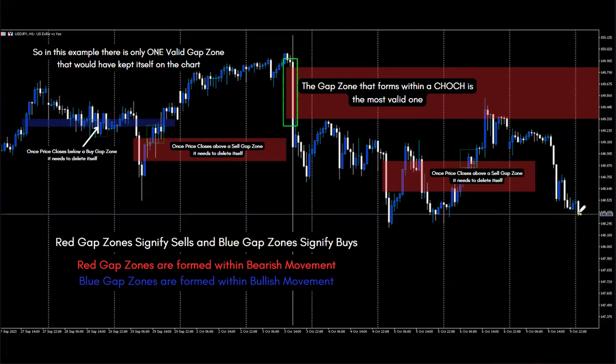So if this right here comes back up, comes all the way up to this point and then goes down, and it never broke this point, it's still valid. It still stays on the chart. Okay?